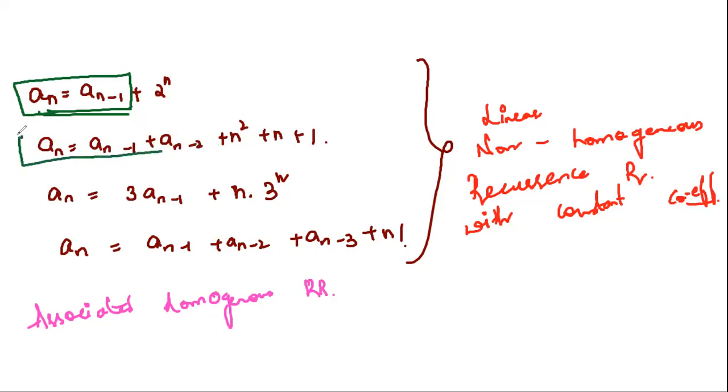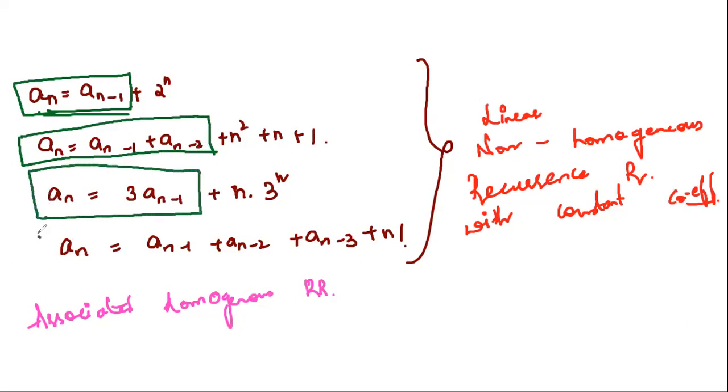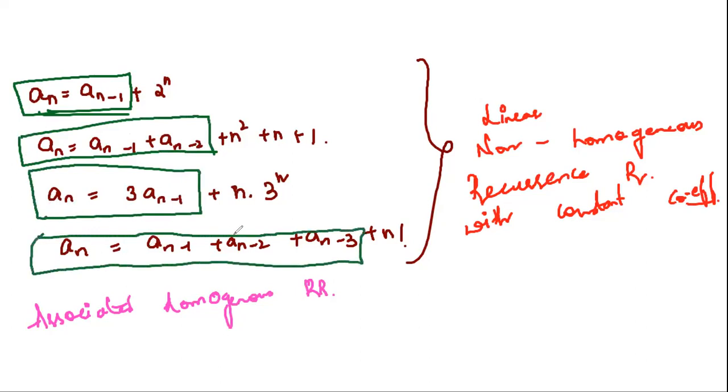Just let me draw this. And in the third case, you can identify this is the associated homogeneous recurrence relation. And in the final case, you have till a_{n-3}. By now, I hope you have understood the concept. Now, let's proceed to the solution of this kind of problem.